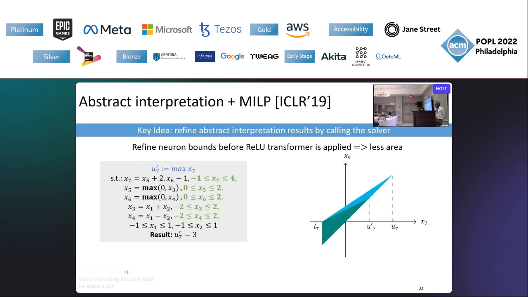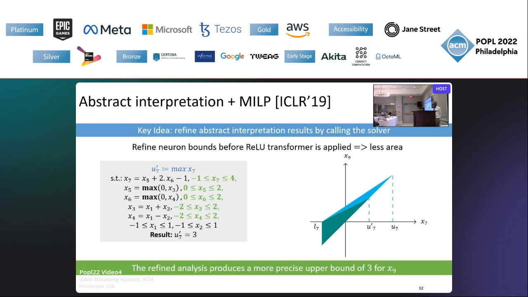And what you see here is that once you reduce the bounds of the input, the area which measures the amount of over approximation that you introduce reduces, right? So the smaller your upper bound, the more precise is your approximation. So if you actually do this refined analysis, you are able to prevent collapse by proving that the upper bound is not more than 3.